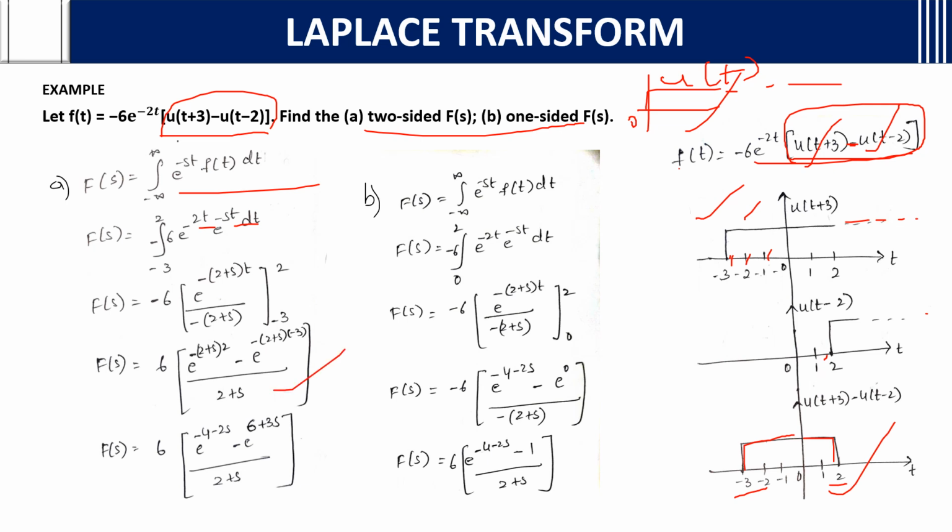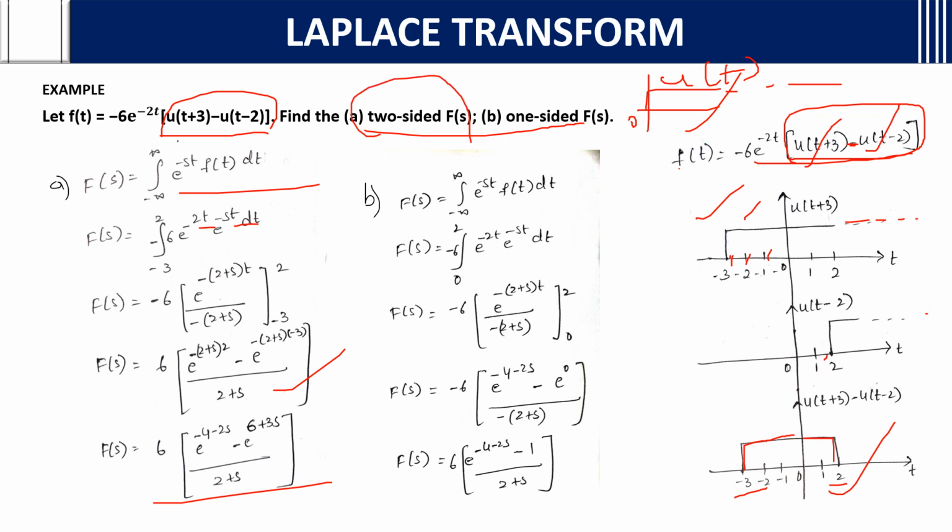If you substitute the intervals by taking the integration, you will get 6 into e power minus 4 minus 2s, minus e power 6 plus 3s, by 2 plus s. This is the two-sided F of s.